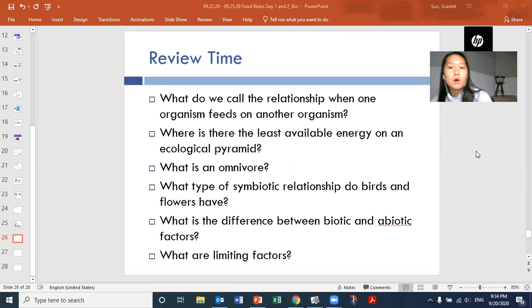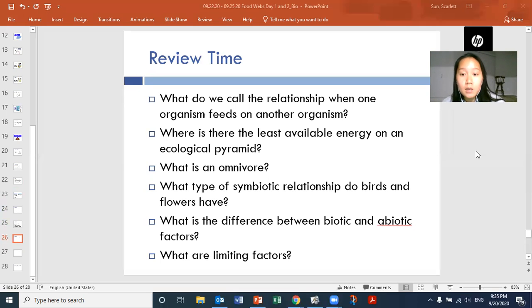What do we call the relationship when one organism feeds on another organism? So it kills and eats it. It's called predation. Where is the least available energy on an ecological pyramid? Is it the top or the bottom? The answer is the top, right? Because you start at 100 and then you go 10%, 1%, 0.1, and get smaller and smaller as you go up. What is an omnivore? That's right. It's an animal that eats both meat and plants.